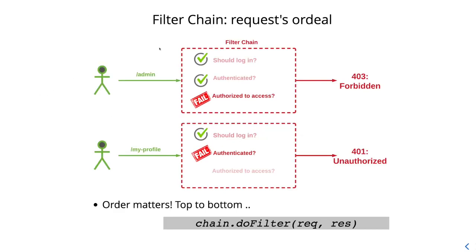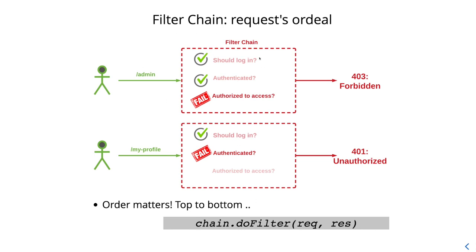The filters always execute in the same order, and if the request passes validation in one filter, it falls through to the next one, gets validated, and if the validation succeeds, the request is passed on to the next filter, and so on, until the whole filter chain is executed. And the processing itself is achieved by calling the doFilter method on the chain object.